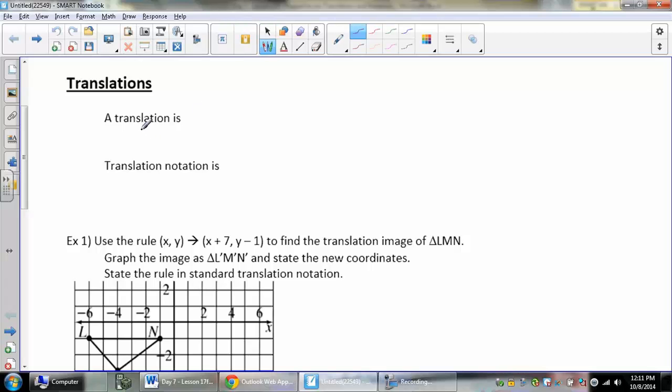All right, today we're going to do a lesson on translations and rotations on a coordinate plane. And you've already talked about translations and rotations without coordinates, but once we stick it on a coordinate plane, we get some rules that we can use and things get a little bit neater.